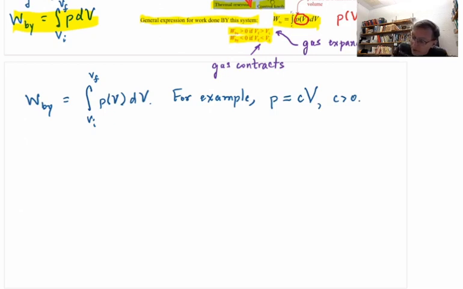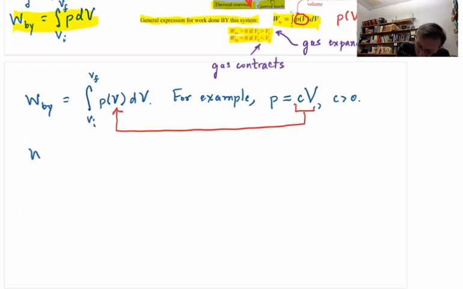You would substitute this form right here for the pressure as a function of volume right in the integrand. And then you do the integral. So let's do that. So now we're integrating from V initial to V final a constant C times the value of V times dV. V, the volume, is the variable of integration.